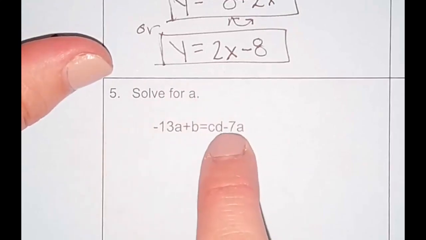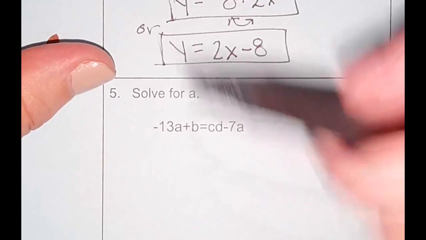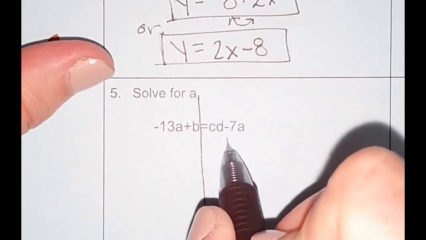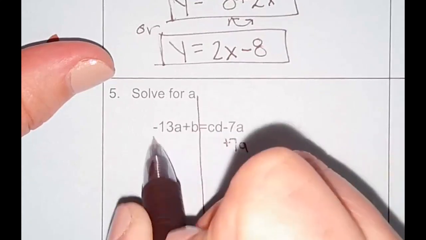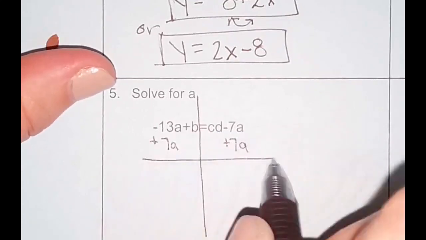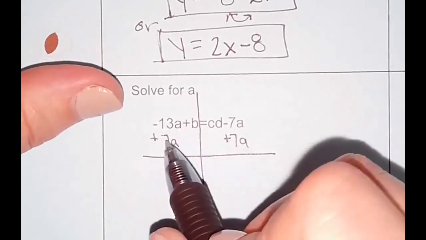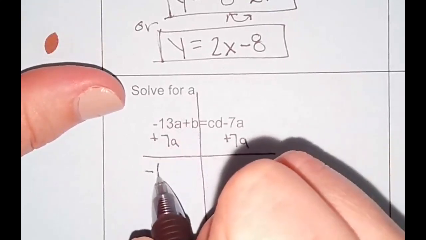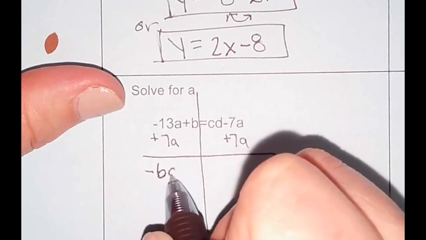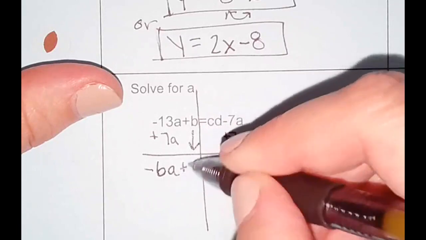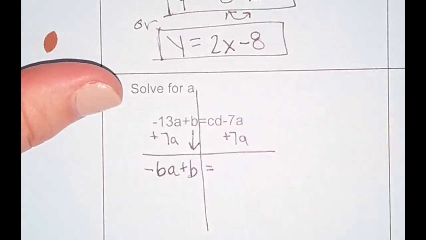I still don't have a alone yet, so I'm going to move the b. So I'm subtracting both sides by b. On the left side, b minus b cancels, so I have negative 6a equals. On the right side, there's nothing to combine, so I just have c, d minus b. We cannot combine them, we just put them left to right like that.